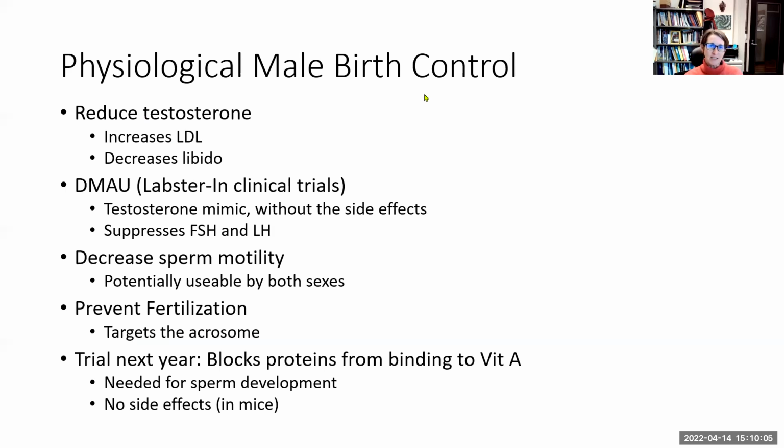There are lots of different types of male birth controls currently in development. Some of the earliest ones sought to reduce testosterone levels. You'll remember that in order for spermatogenesis to happen, you need testosterone. So some of the early developments were hormonal pills that worked to reduce testosterone levels. Those had all kinds of side effects, ranging from increased LDL to decreased libido to decreased bone density, because testosterone helps increase bone density in men.